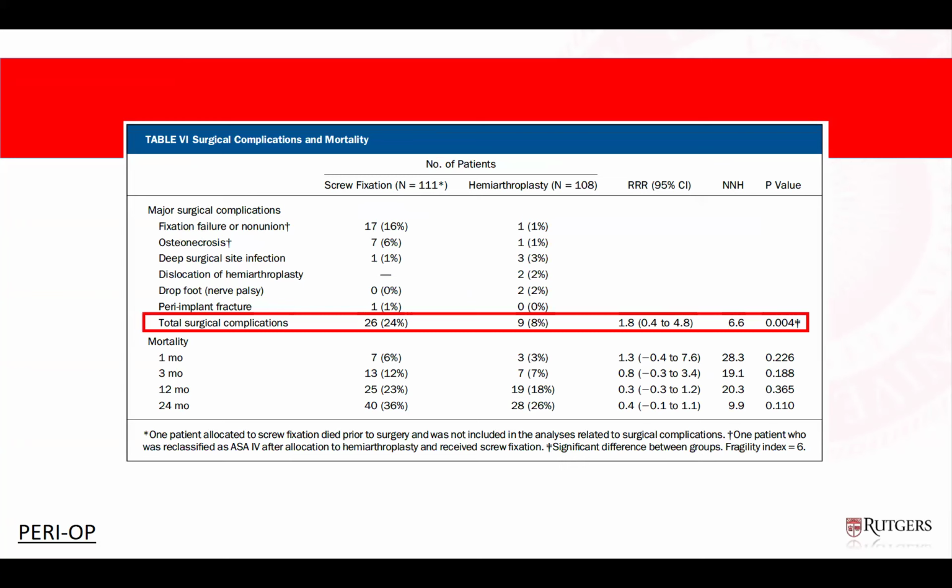In terms of total surgical complications, there is a slightly higher rate with cannulated screw fixation compared to hemiarthroplasty. Again, most of those being fixation failure or non-union. So the take home really is both are options. There's a subset of patients that may have short-term improvements with a hemiarthroplasty, but that cohort is not really well defined in the literature at this point.